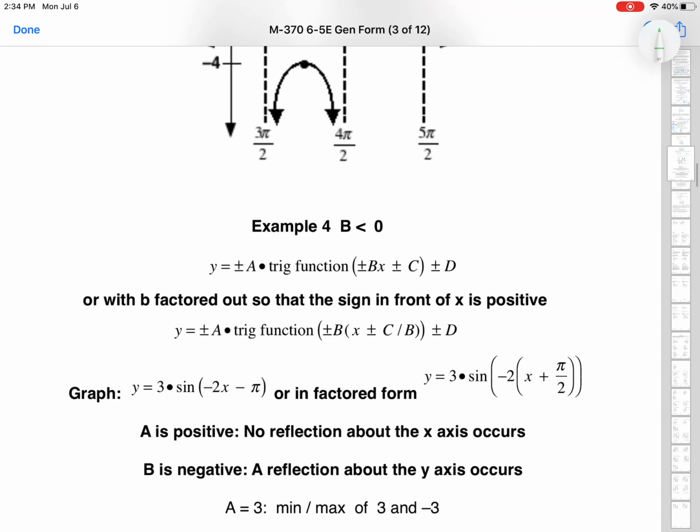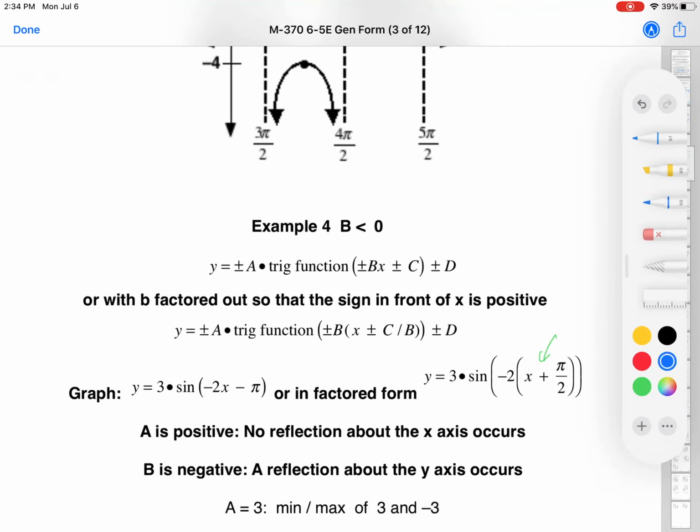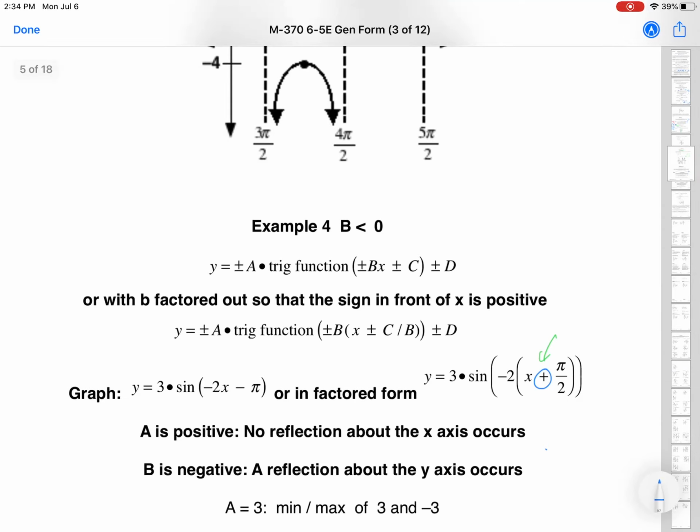And so here we go again with the graph of y equals 3 times sine of -2x minus pi. And then if you factor out the -2, remember to change that sign to be positive. Let me get a darker color going on for us here. That sign is going to be positive, or at least the opposite sign of what it was. So what do we have?